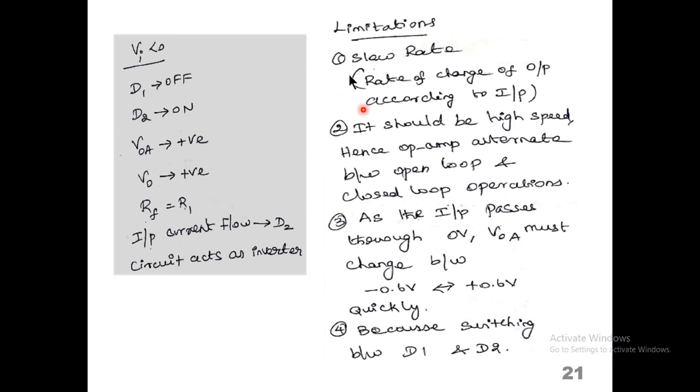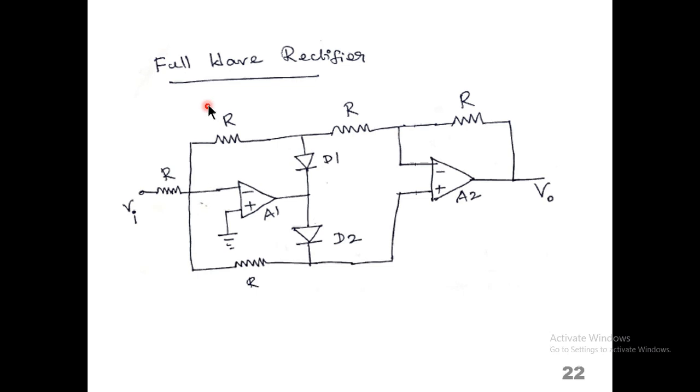The main important limitation is slew rate. Next one is the full-wave rectifier. This is the circuit diagram of the full-wave rectifier. There are two diodes, diode 1 and diode 2, connected in series and in parallel with the output of the op-amp. Two op-amps are used, A1 and A2.